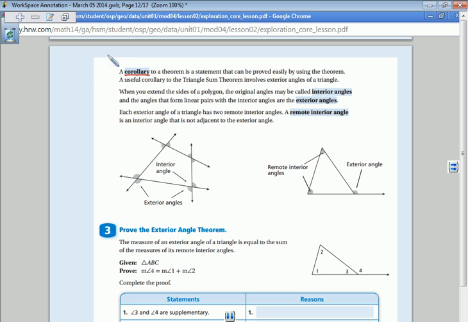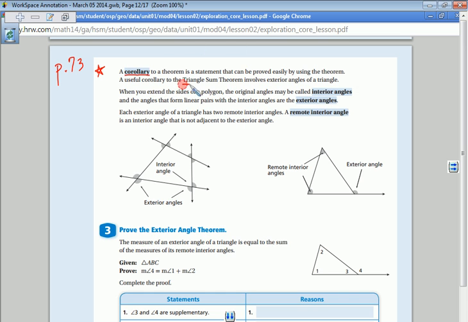Okay. Now, here we go. I think like 73, 74, somewhere around in there. What page number is this, guys? 73. Okay, so page 73. A corollary. Here's a new word. I'm not going to test you on this word, but it's nice to have exposure to new vocabulary. A corollary is a theorem. A corollary to a theorem is a statement that can be proved easily using that theorem.